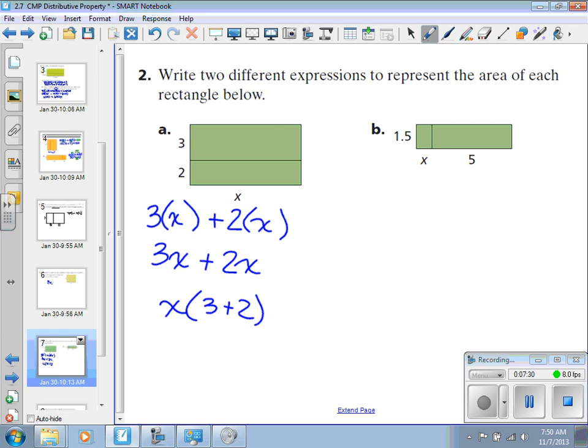Okay, and on this one, on B, we would do 1 5/10 times x plus 1 5/10 times 5. And the other way we would write it would be 1 5/10 times x plus 5.